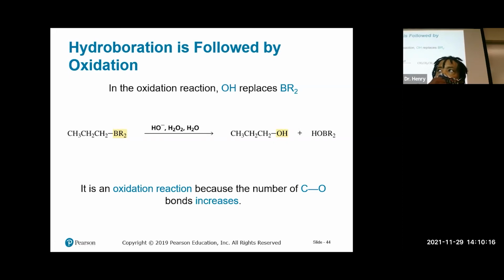So, hydroboration followed by oxidation. So that first thing is that we're going to get that formation of our alkylborane, right? Or in this case, this will be the trialkylborane. And then we could have oxidation occurring with any of these molecules.